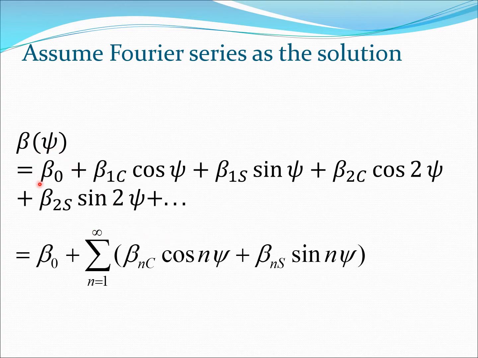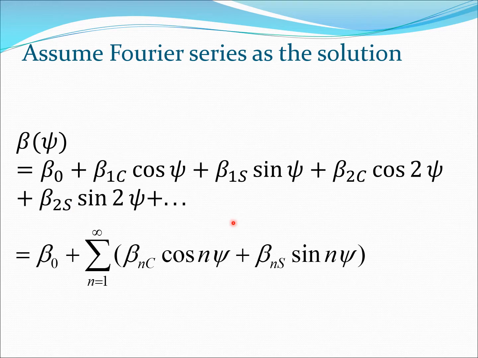So there is a constant term. Then there are two terms in what are known as the first harmonics, that is cosine psi and sine psi. So these are called the first harmonics, beta 1c, beta 1s. Then you have two terms which are in terms of cosine 2 psi and sine 2 psi, and these are called the second harmonics for this particular motion.